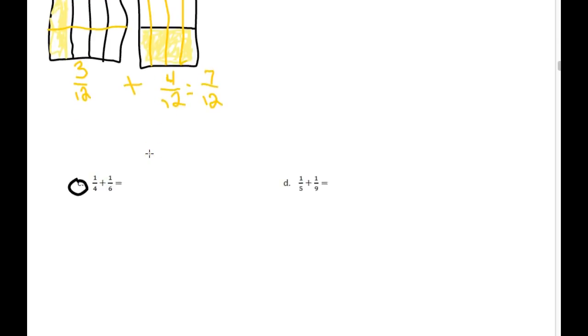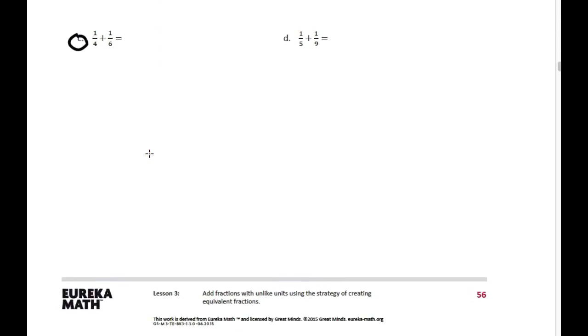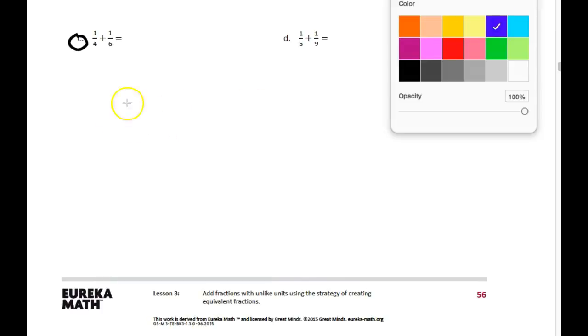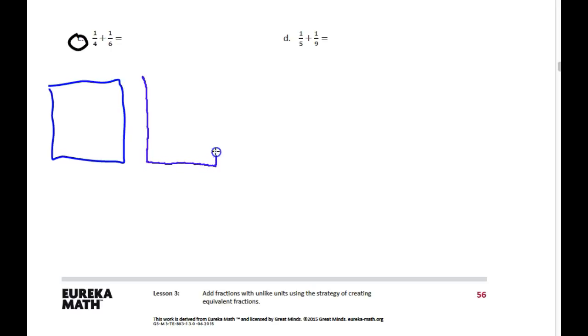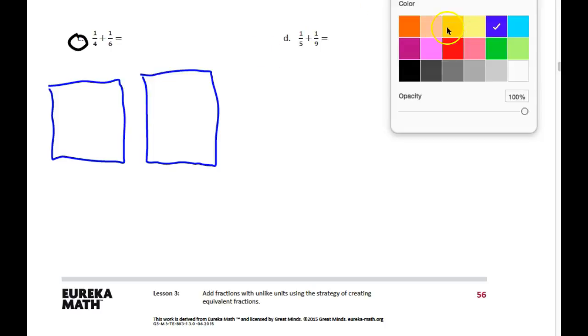All right, let's take a look at the next one. This one right here, we happen to have 1/4 and 1/6. Let's go with blue for our lines this time. So we're going to make our squares. Here's one square. This one will go with 1/4. Here's the other square. This one's going to go with 1/6. And now we make our lines. We divide it on up. So we'll go with pink this time.